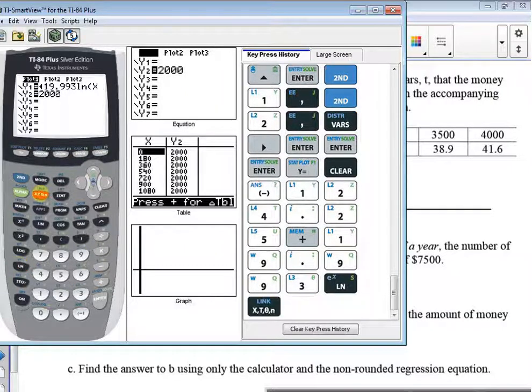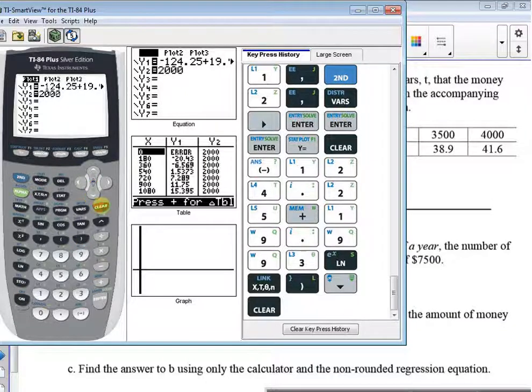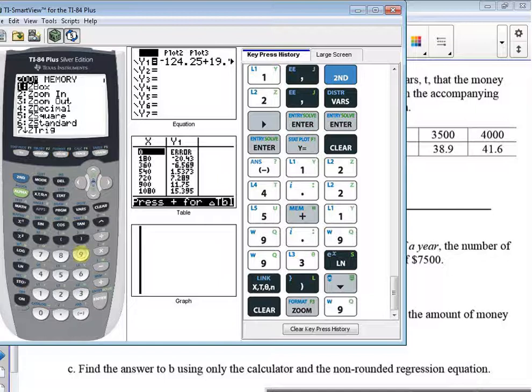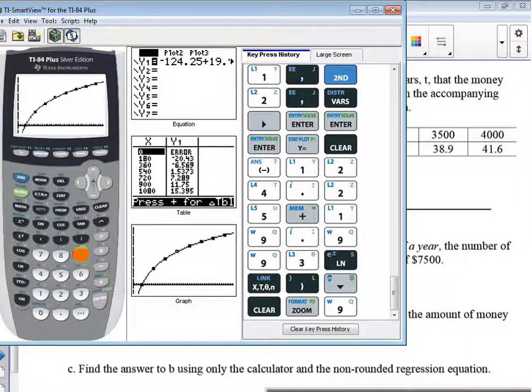Sometimes it makes a difference and sometimes it doesn't. And I don't need the 2000 in there anymore. And I should be good with zoom 9. Well, look at that. It goes through very nicely, even using my rounded equation. So I'm looking for the year for the balance to grow to 7,500.